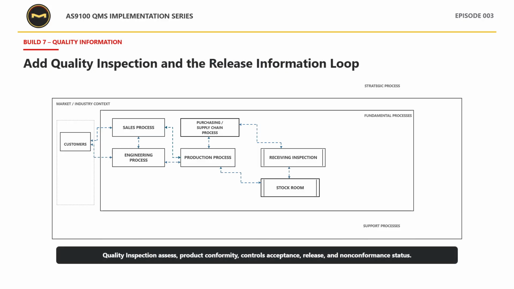Next, add quality inspection below production and beside the stock room. Connect production to quality inspection, then quality inspection to the stock room. These exchanges carry inspection criteria, product identity, results, nonconformance status, acceptance, and release information. Product cannot move forward until its status is clear.